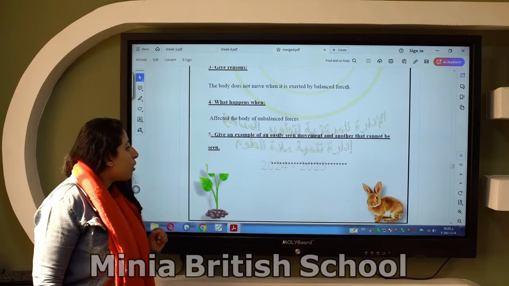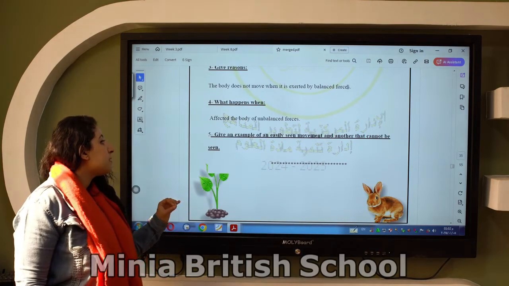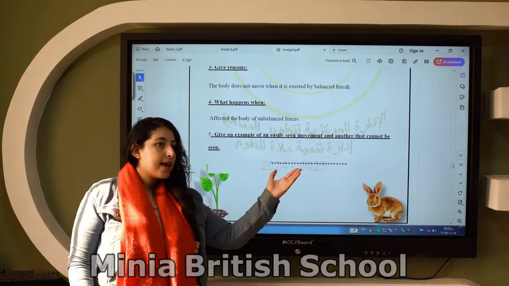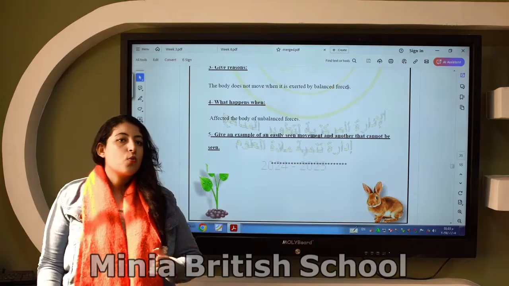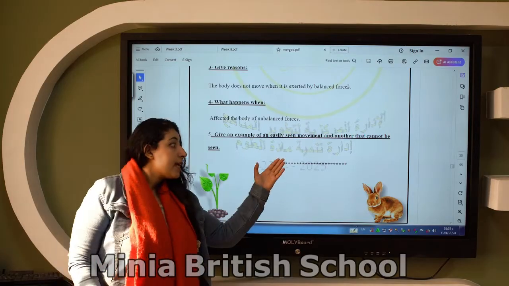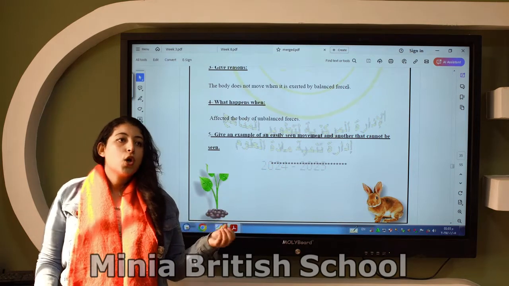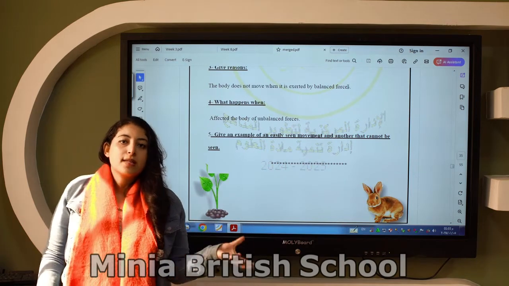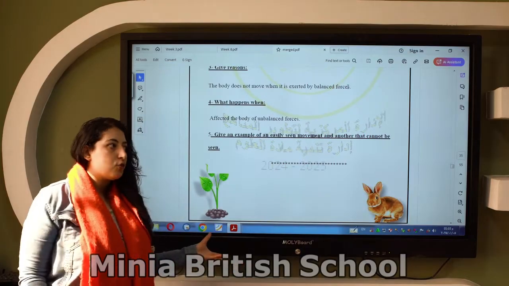Give an example of an easily seen movement and another that can't be seen. An easy movement is anyone running or walking in the street. A movement that cannot be seen is like the rotation of planets around the sun or the rotation of Earth around itself. Anything in space is hard to see.